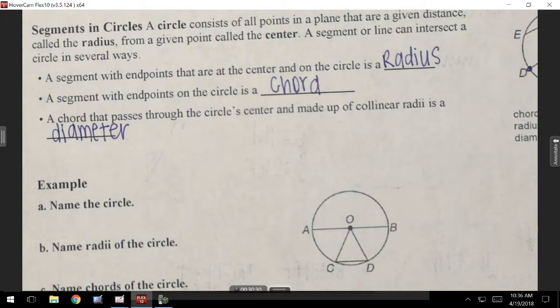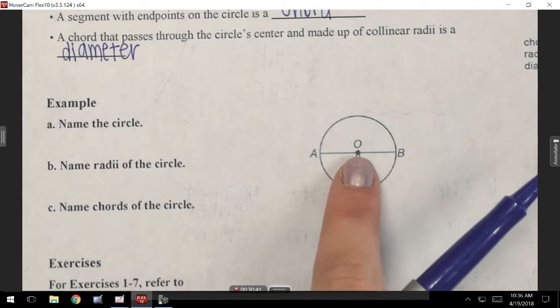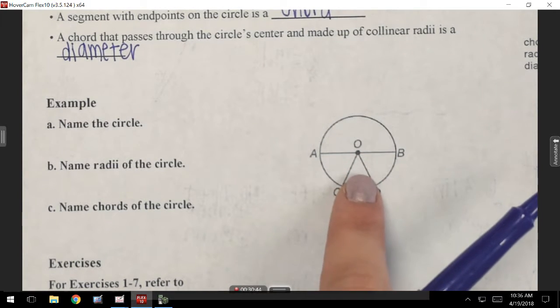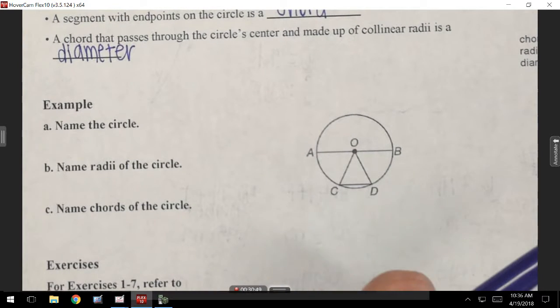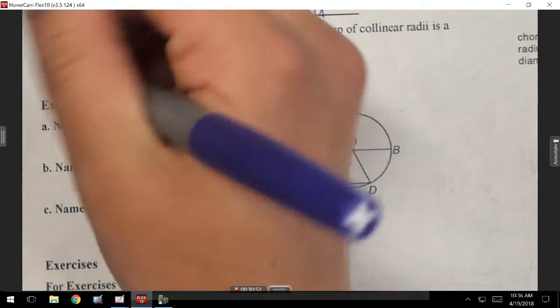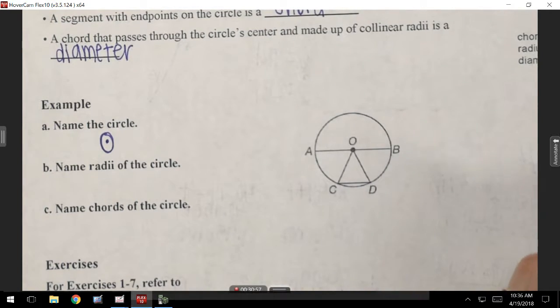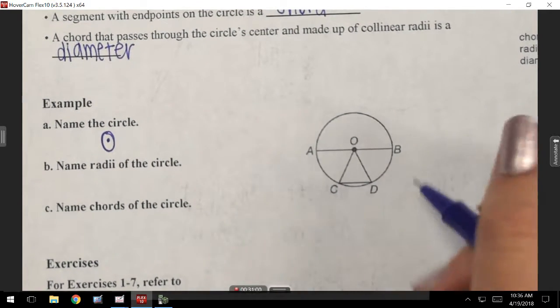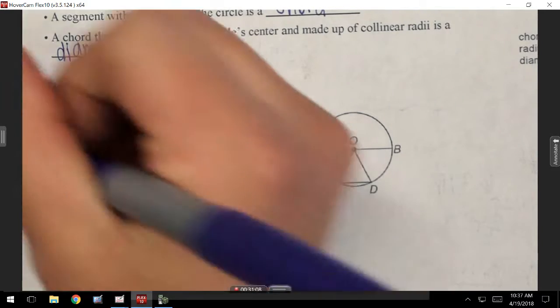Chord should be the only one that's kind of new. You should know radius and diameter. So in this circle right here, whatever's at the center, that's how you name the circle. So which point's at the center? O. So this circle is called circle O. The symbol for a circle is a circle with a dot in the middle. That is how you call a circle. So if we're naming a circle, we would call this circle O. One has a dot, one does not, because that's the symbol.